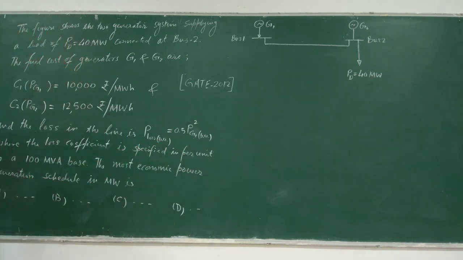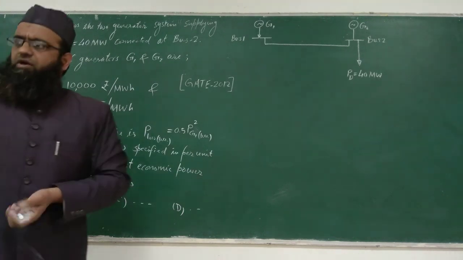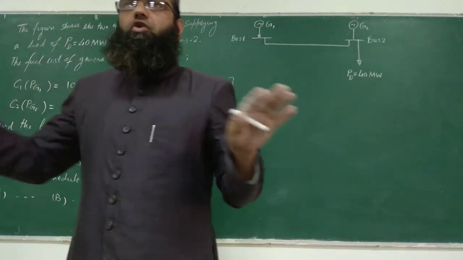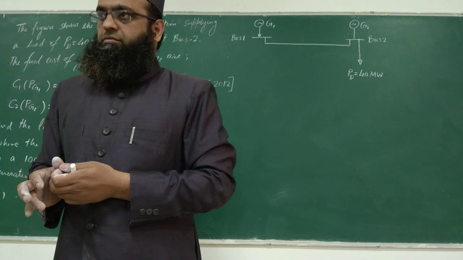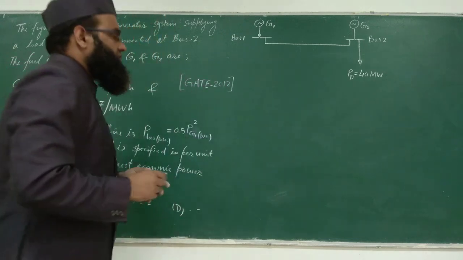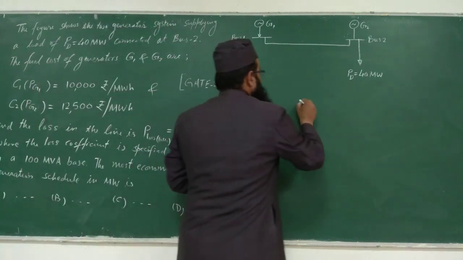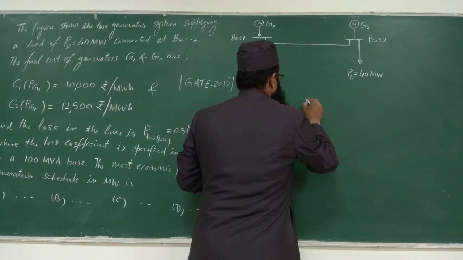So how to proceed? What is the objective of this problem? The most economic power generation schedule in megawatt is asked, a very simple problem. Here also the optimal loading has been asked on the two generators. So we know the equation. What is that?